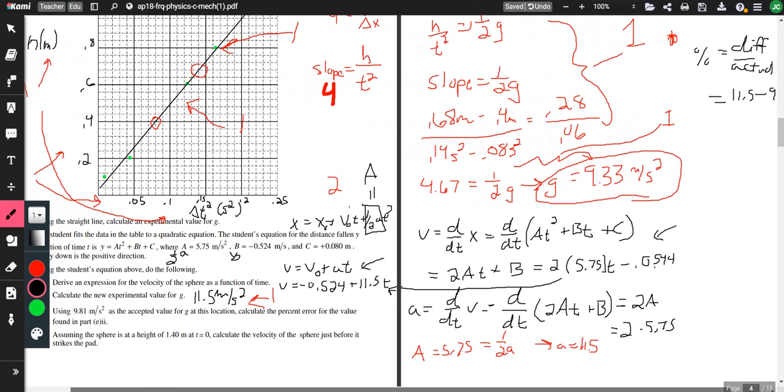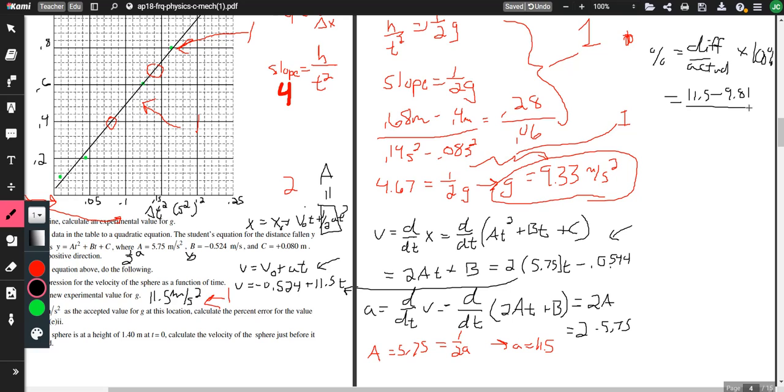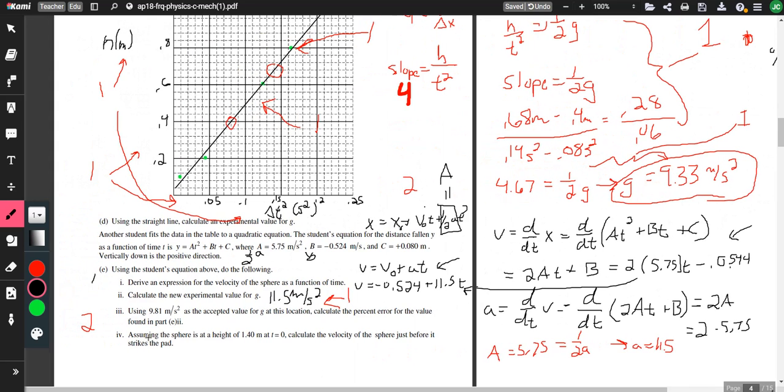Actually, let me see. 9.81. Not like it really matters, but just to be safe. All right, so 11.5 minus 9.81 is 1.69, divided by 9.81 is 0.172, times by 100%, gives us a percent error of 17.2%. Honestly, this was a really easy one, which is why this one was actually worth only 1 point.